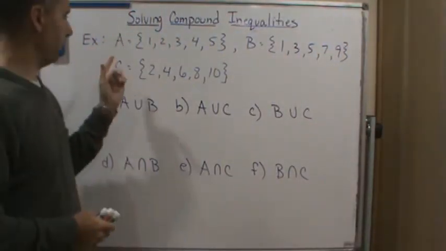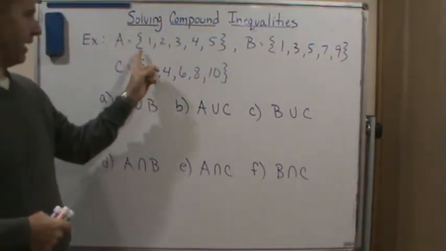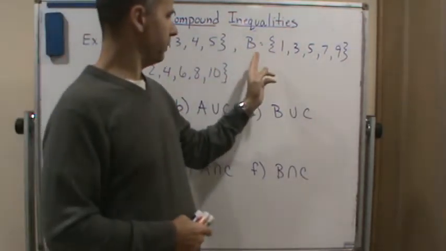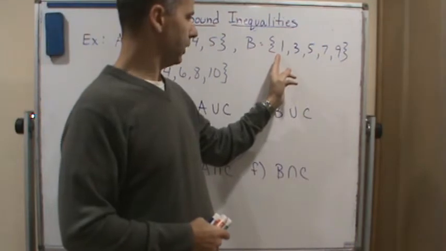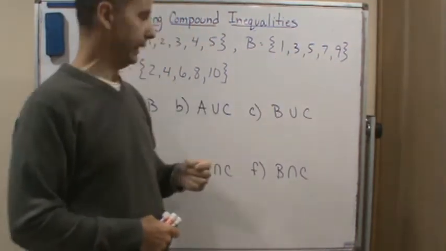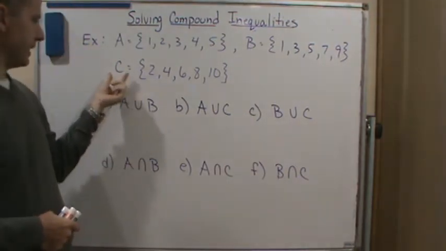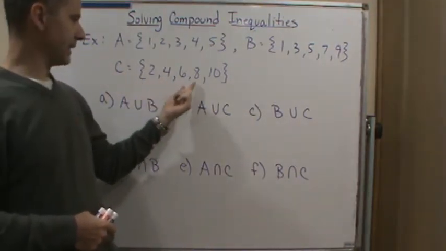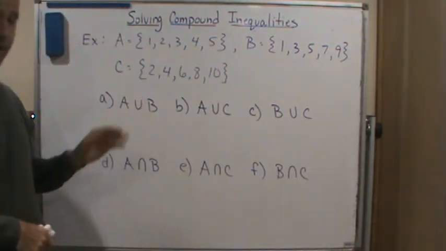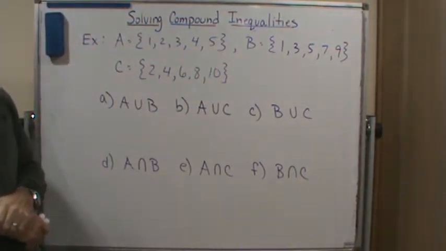So in this example, we're going to define the set A as the numbers 1, 2, 3, 4, 5. And set B is going to be the odd whole numbers, right? 1, 3, 5, 7, 9. So that's going to be set B. And set C is defined by the elements 2, 4, 6, 8, and 10. Okay? So those are the three sets that we're defining.